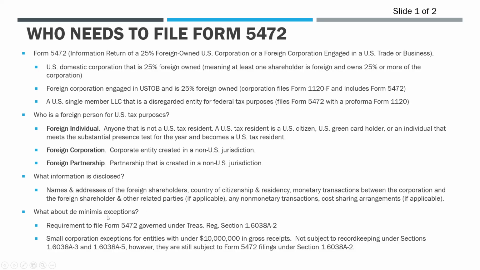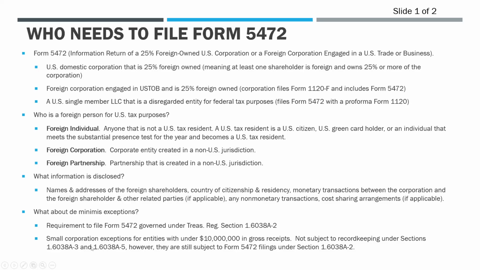Okay, so what about de minimis exceptions? I get this question a lot, because people are reading the instructions, but they're not reading them carefully enough, right? So there are de minimis exceptions. The requirement to file this 5472, we find the language in Treasury Reg Section 1.6038A-2. So that's where if you were to Google search that, you would find all the requirements to file 5472 and what scenarios you need to do it and what scenarios you don't.